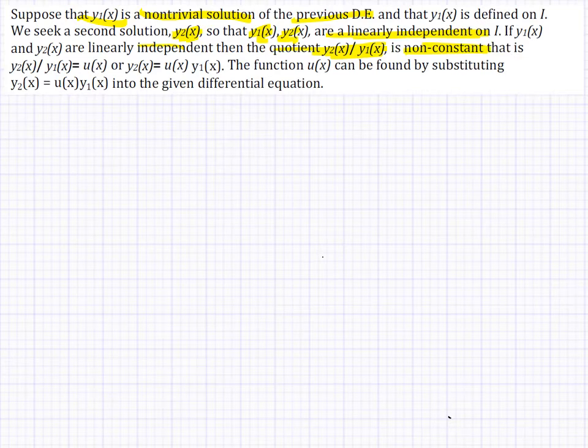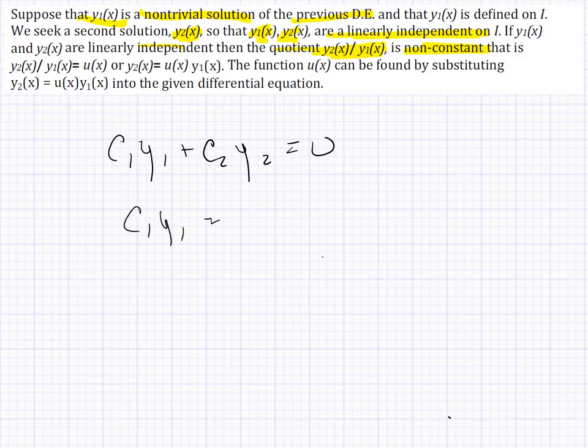Okay? Now remember, linear dependence, right? c1y1 plus c2y2 equals 0, as long as c1 and c2 are not both 0, right? This would be linear dependence. Okay? y1 and y2 will be linearly dependent if this were to occur. I could also rewrite that as, let's say, c1 y1 equals negative c2 y2.